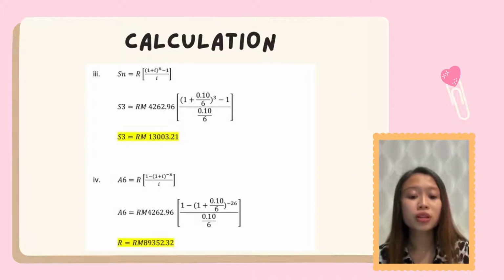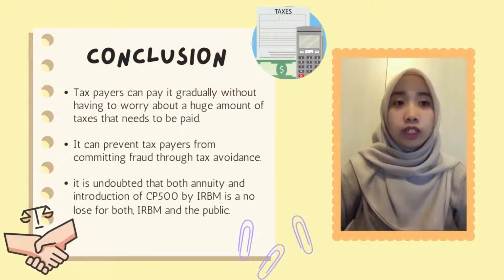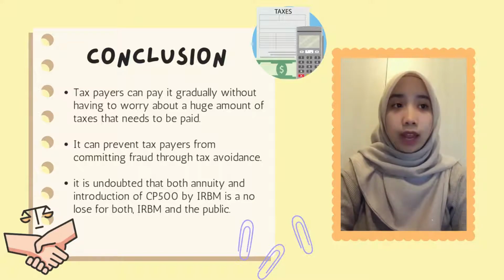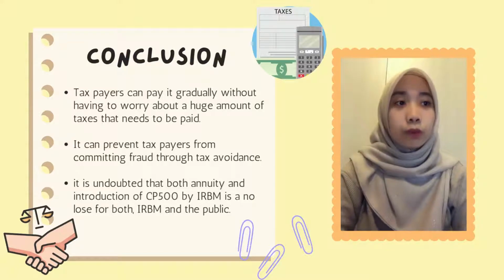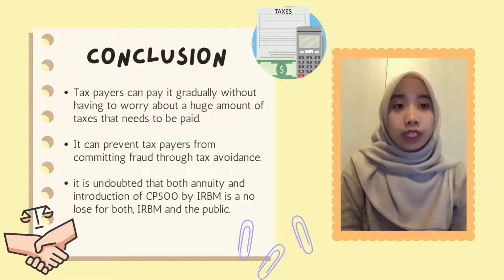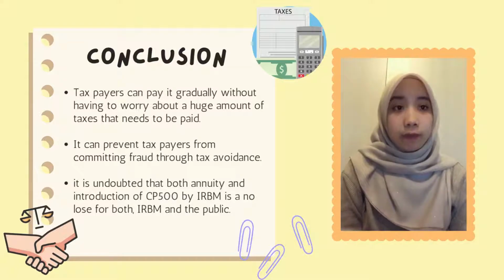So the answer for the new present value of the annuity is RM 89,352.32. Last but not least, in conclusion, with the assistance of the annuity plan, CP500 is able to provide an installment plan to the public by understanding the annuity method.